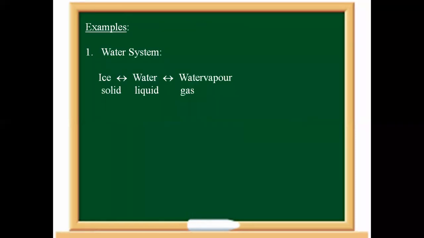Water. Now, water exists in 3 different forms. When it is solid, we call it as ice. When it is liquid, we call it as water. When it is gas, we call it as water vapor. Correct, students? I want your response. Yes, ma'am.